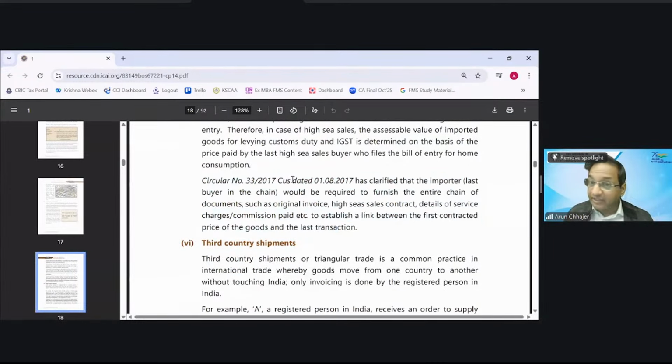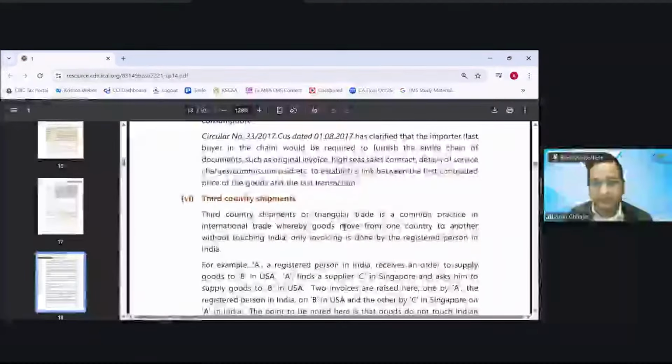Circular 33 of the customs, it is not GST, it is the customs, says that the importer would be required to furnish the entire chain of documents such as original invoice, high sea sale, details of the service charge, commission paid, etc. to establish the link between the first contract price of the goods and the last transaction value.